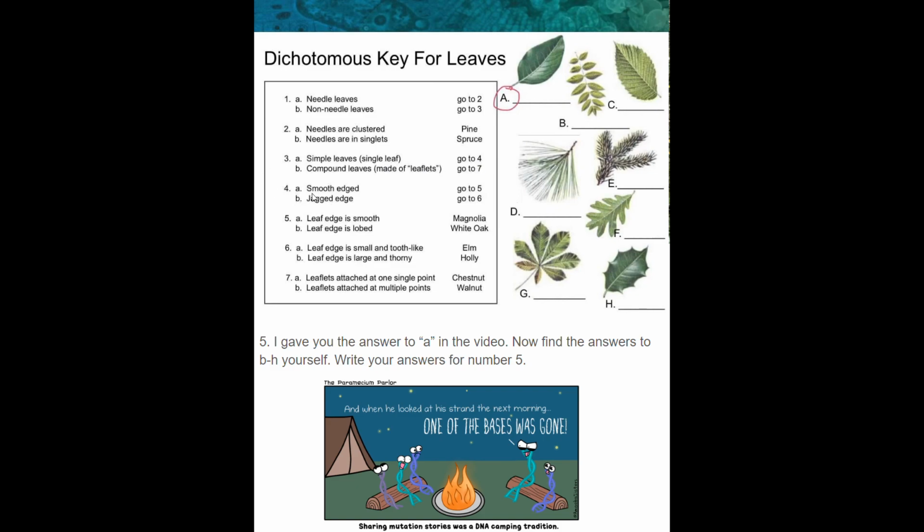Down to 4. Is it smooth edged or jagged edged? It's very clearly very smooth. So I'm going to go to 5. Leaf edge is smooth, magnolia. So for A, I'm going to put magnolia.